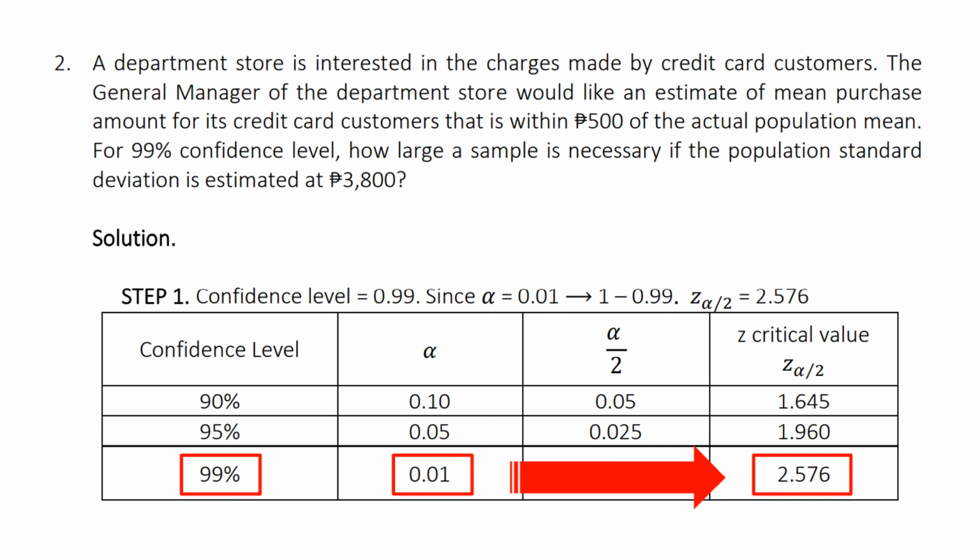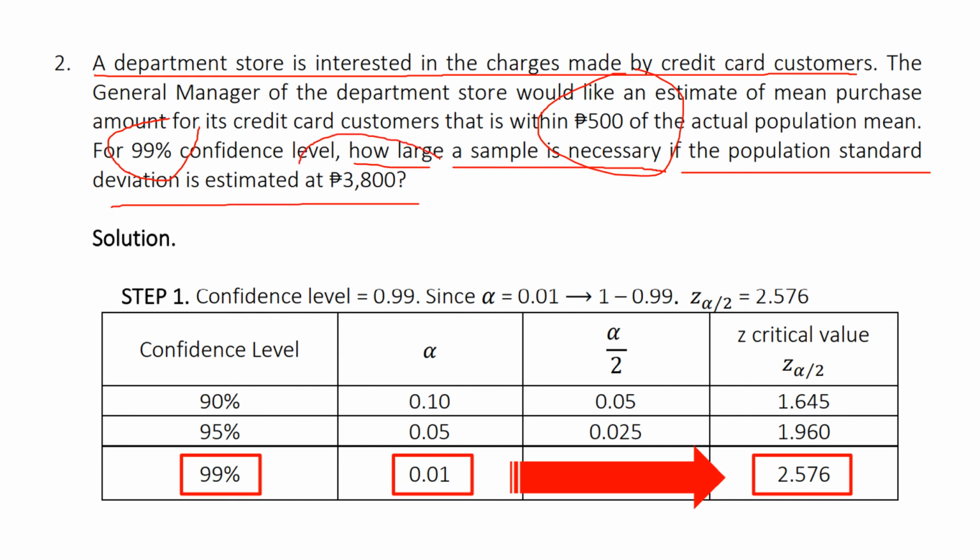For example number 2, a department store is interested in the charges made by its credit card customers. The general manager of the department store would like an estimate of the purchase amount for its credit card customers that is within 500 pesos of the actual population mean. For a 99% confidence level, how large a sample is necessary if the population standard deviation is estimated at 3,800 pesos? So again, for step number 1, you need to list down all the given values.